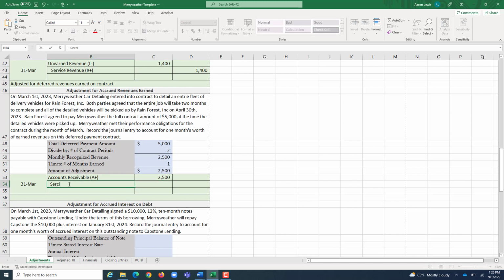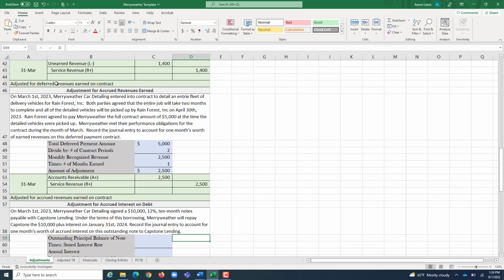And we actually performed the obligations, provided these services, which means our service revenue account has to go up as well. Even though we're not getting paid for it until next month, we earned it during the month of March, which means it's got to go on the books during March to adhere with that revenue recognition principle. And here we adjusted for accrued revenues earned on contract.